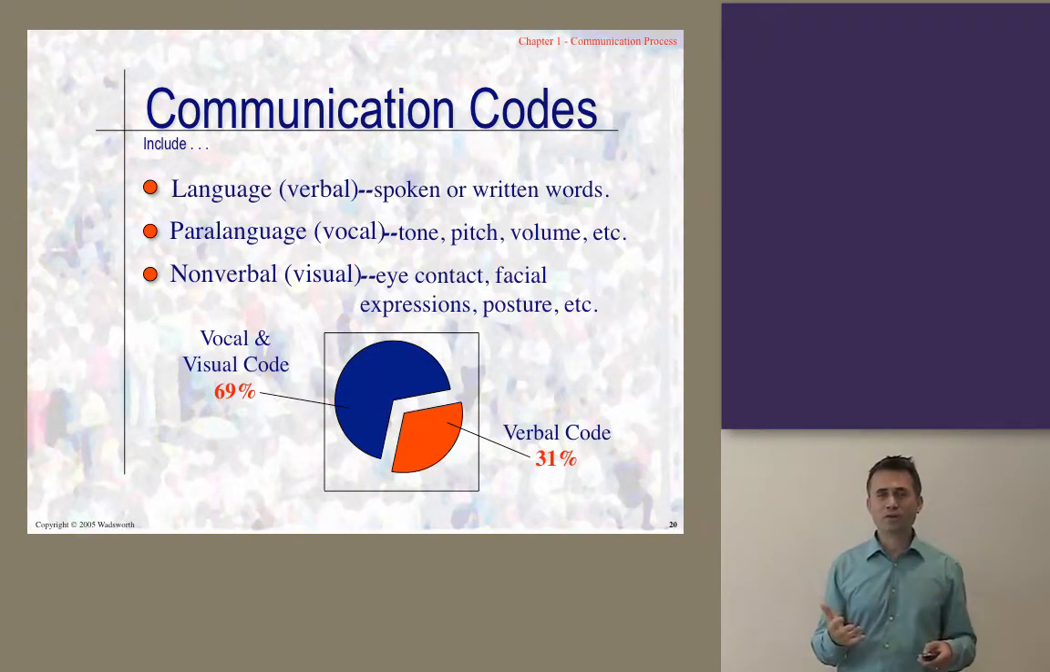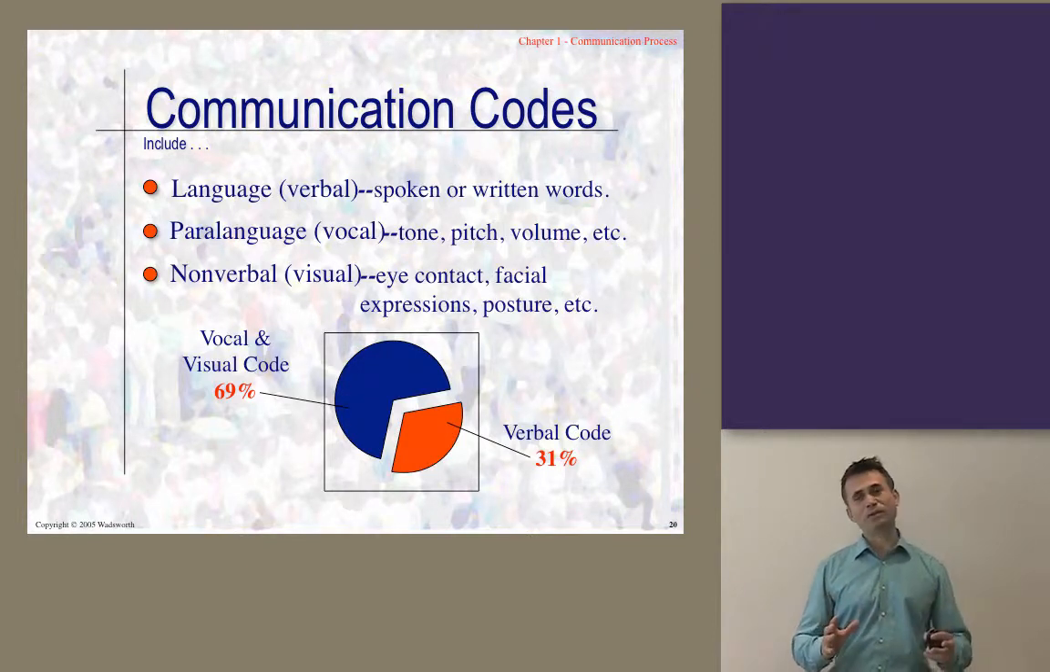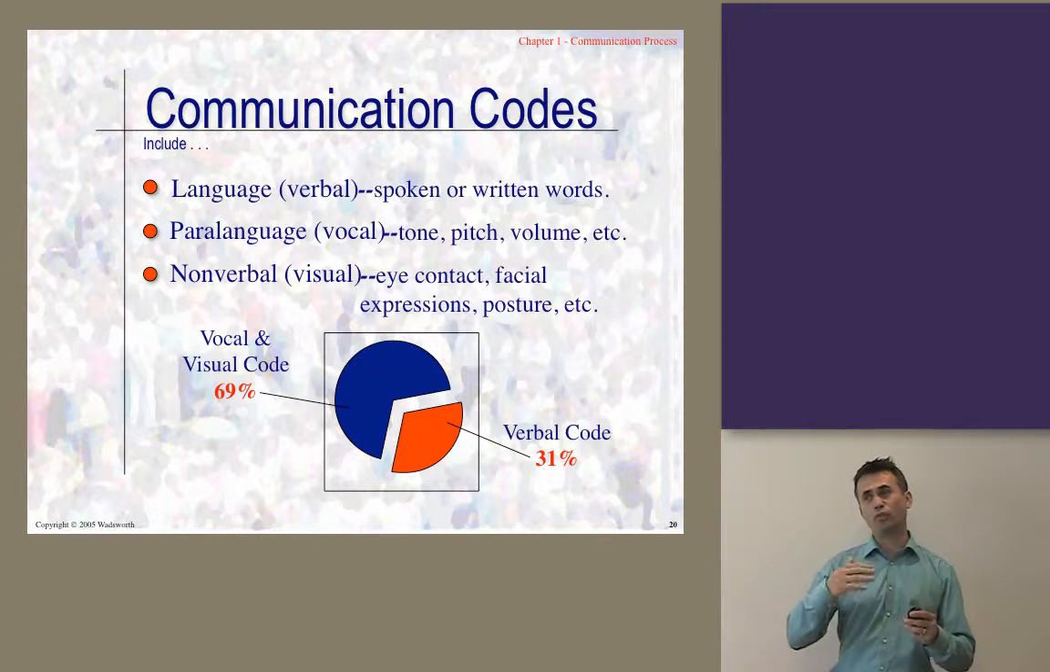When we encode information, we actually use 3 different codes in communication. The first code is called a verbal code. Now, verbal code is actually the words, the meaning of words that we say. The verbal code, or the language code, is something that's very important, but guess what? It's not the most prevalent code.